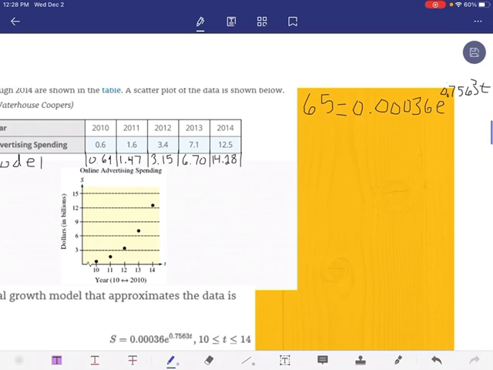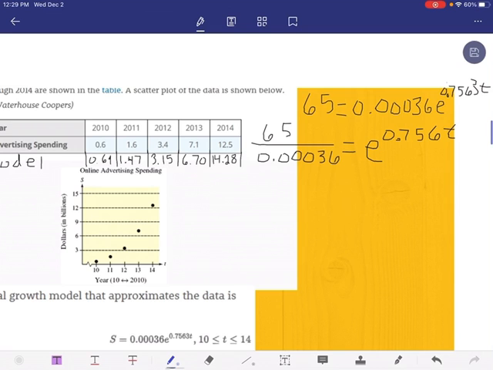And now we want to solve for T. So this time we're looking for the time that we got 65 billion. So our first step would be to divide by that 0.00036. And I'm going to go ahead and leave everything exact until the very end when I'm going to plug it all in to my calculator at the same time.